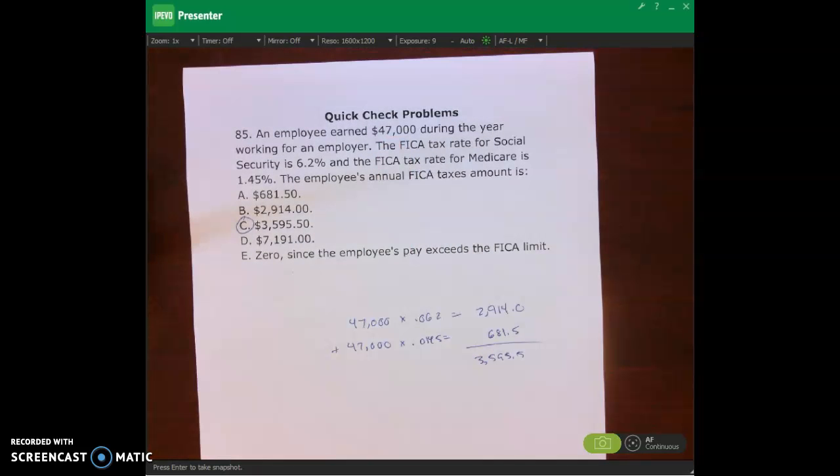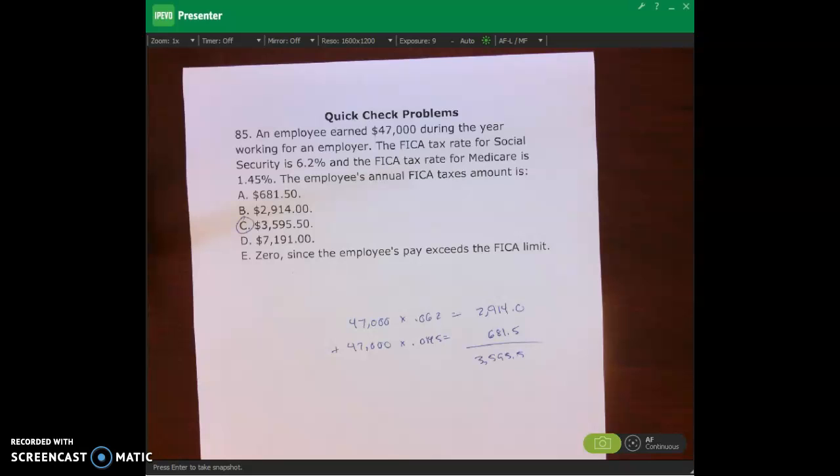Now, again, on the test, I'm not going to ask you to memorize the cap, but you do need to know that the cap is above $100,000, okay, for Social Security. All right. I'm not going to say what was the cap in 2017, 2018, 2019, because it changes every year. And I just think you can look that up. That's not something you need to memorize.